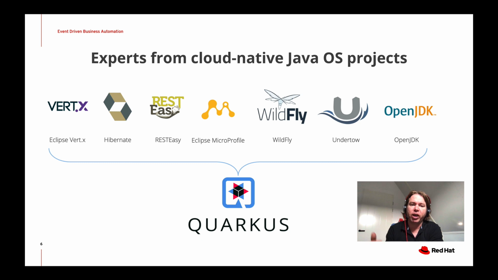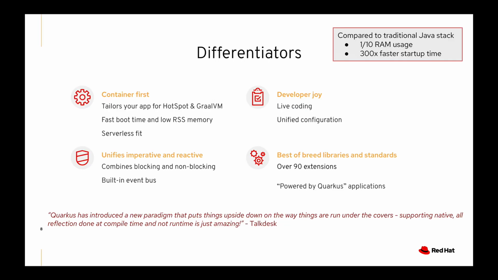And these frameworks, these libraries are all combined into the application stack that we call Quarkus. So the differentiator for Quarkus in the market is basically that it takes a container-first approach. So it tailors your application for both OpenJDK, Java Hotspot, and GraalVM.